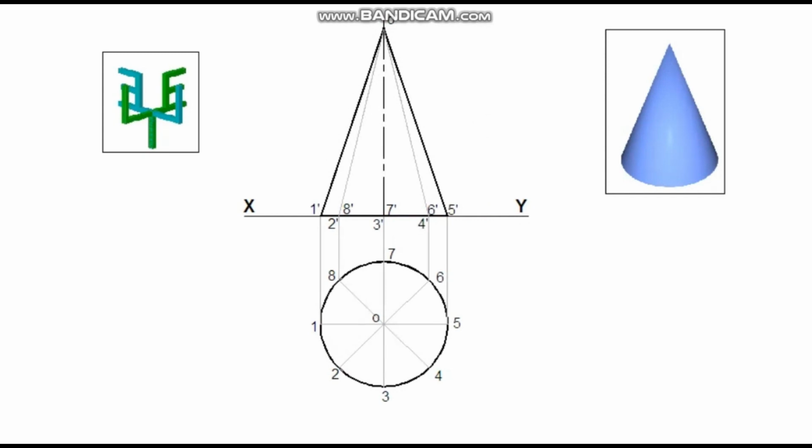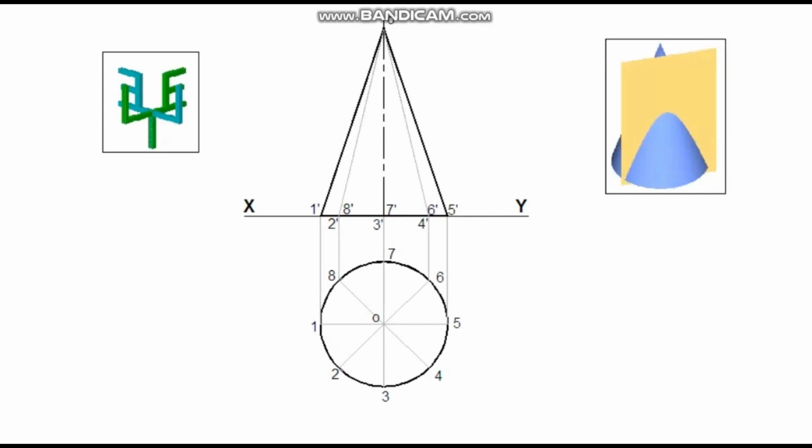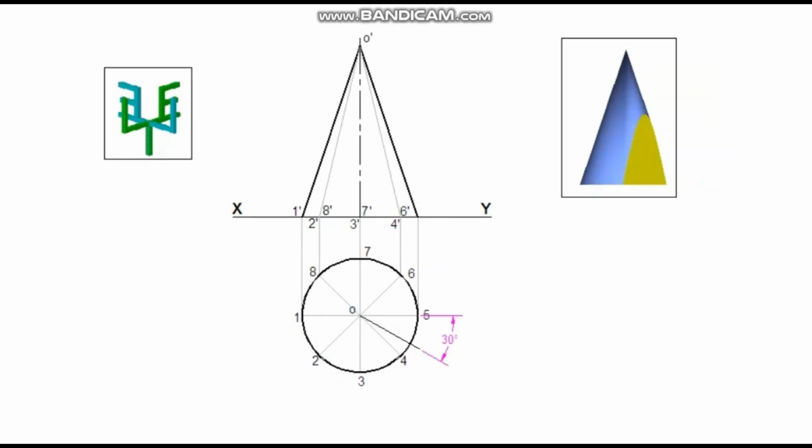Cutting plane is perpendicular to HP, so the sectioning of the cone must be done in the plan. Sectional plane is 60 degrees inclined to VP and 10 mm away from the axis. From the center of the circle in the plan, draw a 30 degree line inclined to the XY line.